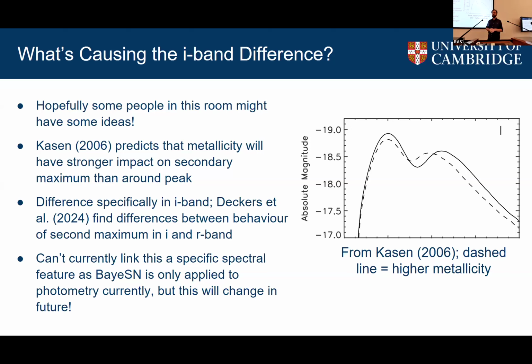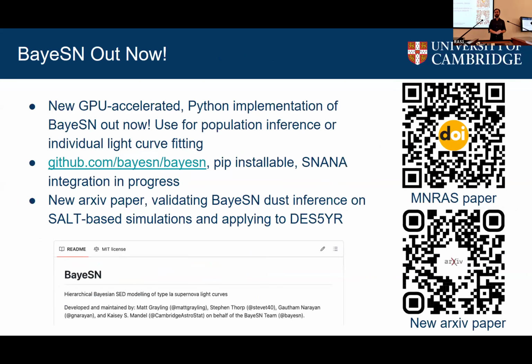Maxine Deckers has recently put out a paper looking at the secondary maximum in ZTF, and also found some differences between the behavior in R and I band of the secondary maximum. They're not looking at environment, but maybe there is something there. I'll say we can't currently link this to a specific spectral feature. Bayes-N is currently only applied at the level of photometry. We do plan to apply it to spectroscopy in future, so hopefully going forward we'll be able to make some more definitive statement about that.